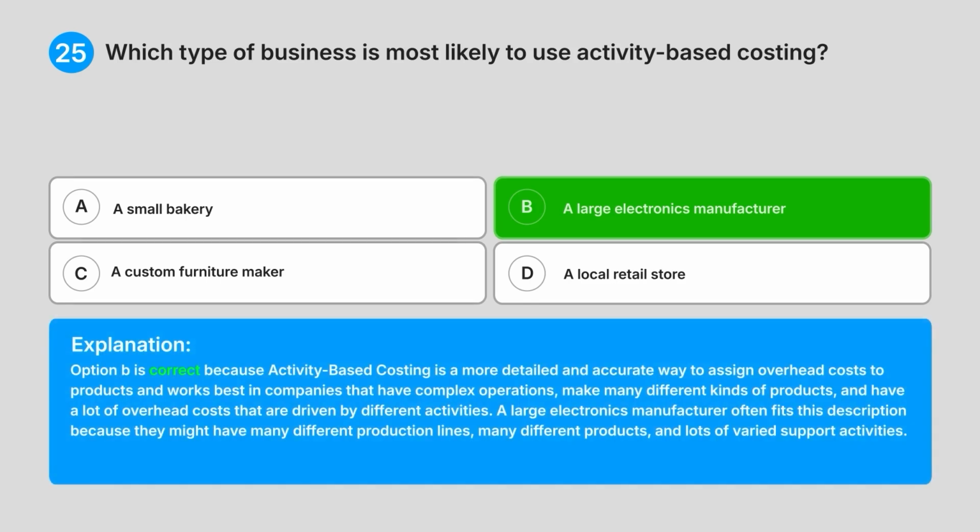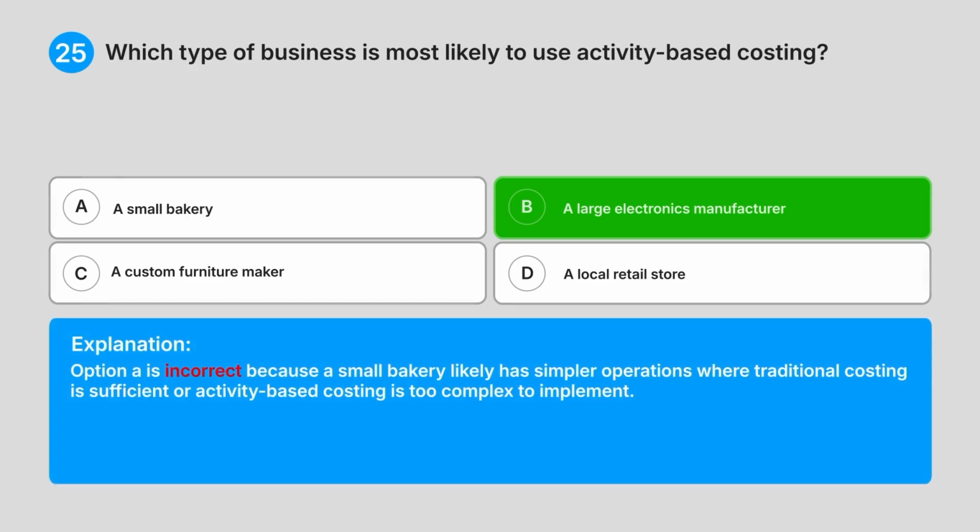Explanation. Option B is correct because activity-based costing is a more detailed and accurate way to assign overhead costs to products and works best in companies that have complex operations, make many different kinds of products, and have a lot of overhead costs that are driven by different activities. A large electronics manufacturer often fits this description because they might have many different production lines, many different products, and lots of varied support activities.